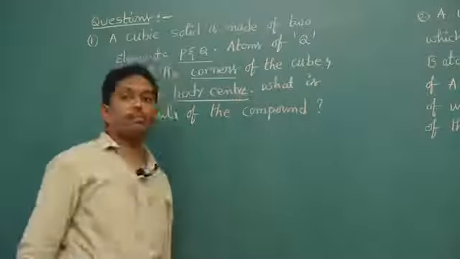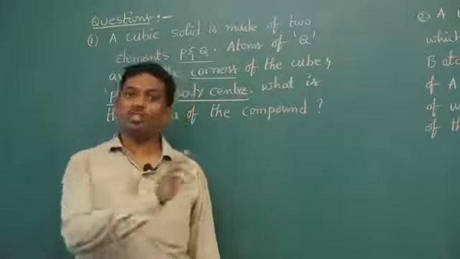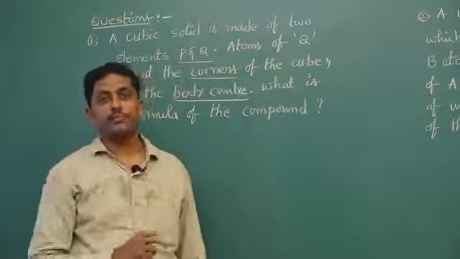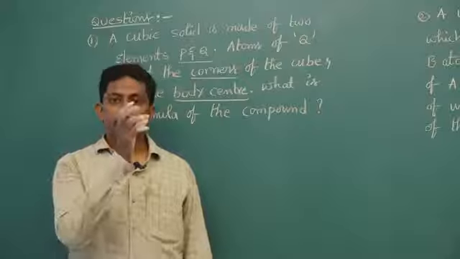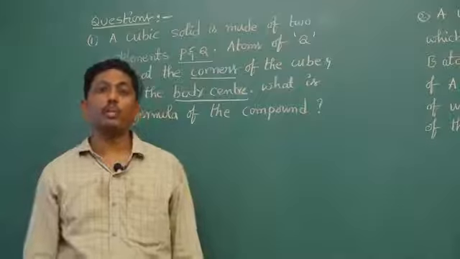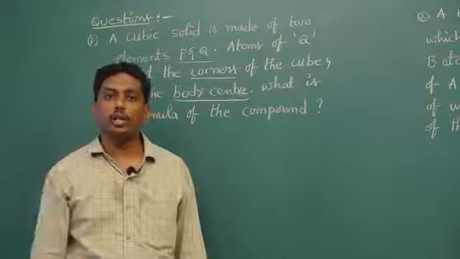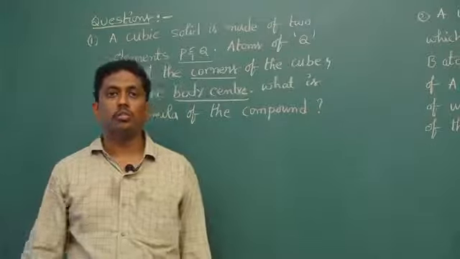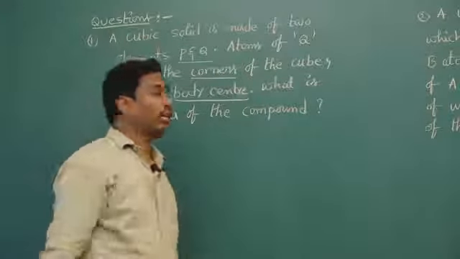So, to calculate the formula, we need to recall the contributions and positions. Once recall that: position corner, contribution towards one unit cell 1 by 8. Particle at edge center, contribution 1 by 4. Particle at face center, contribution 1 by 2. Particle at body center, contribution 1, totally it belongs to that unit cell. So, based on that we can calculate the formula.